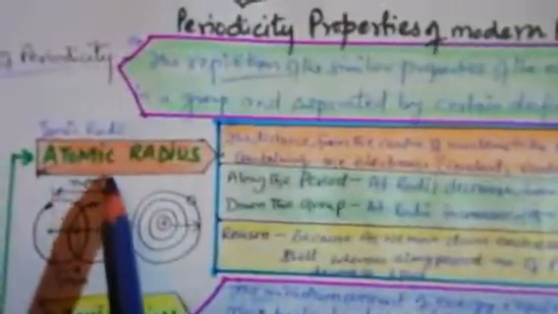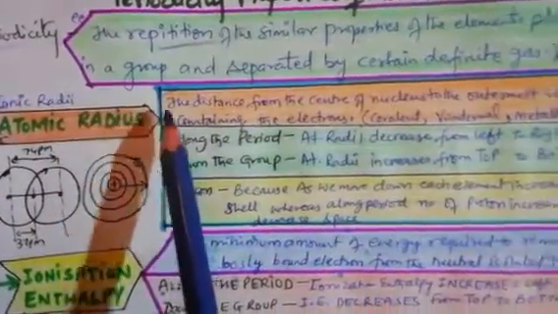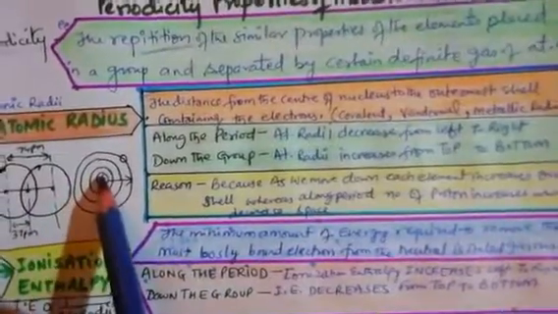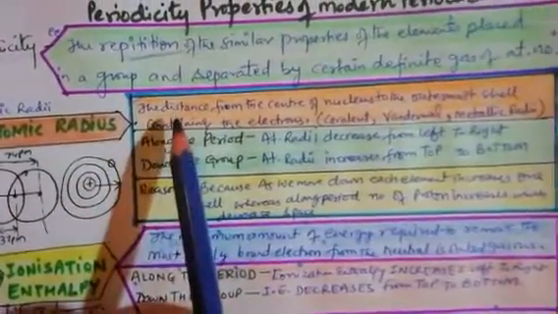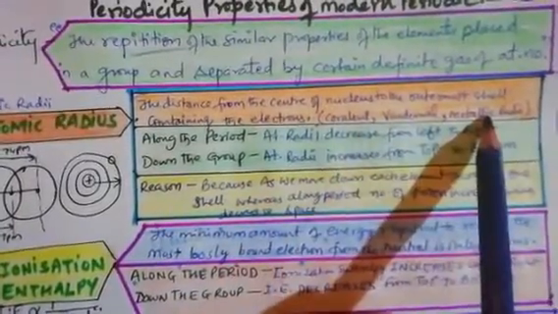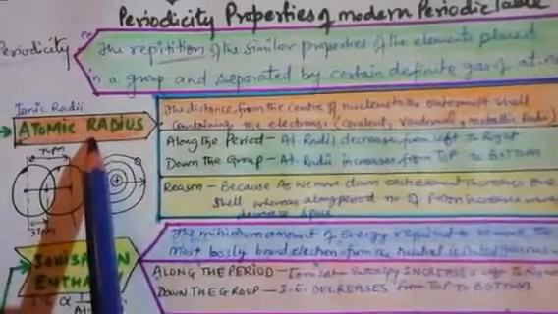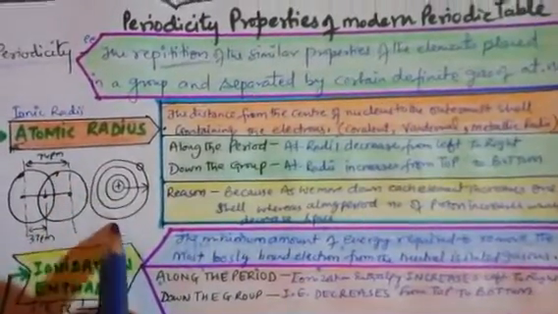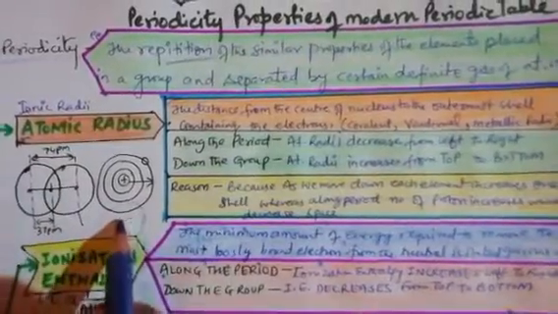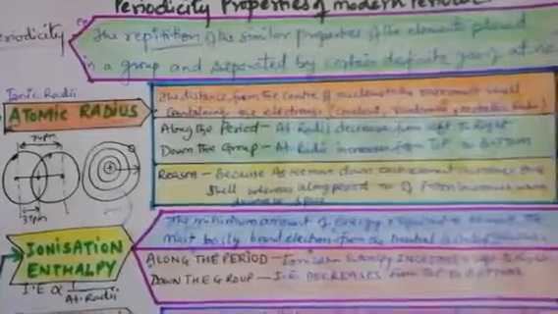Okay, so first is atomic radius, or ionic radius I can say. What is the meaning of atomic radius? It is the distance from the center of the nucleus to the outermost shell containing the electron. It can be covalent, van der Waals, or metallic radii. That is called atomic radius. Okay, it is very simple. In math also, we know the word radius: it is from the center point to the outermost line. So this radius decides the size of the atom.